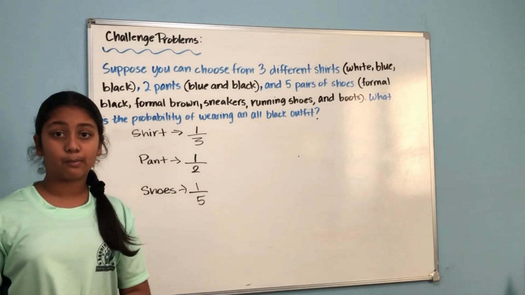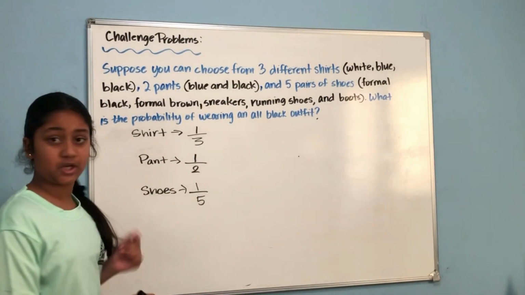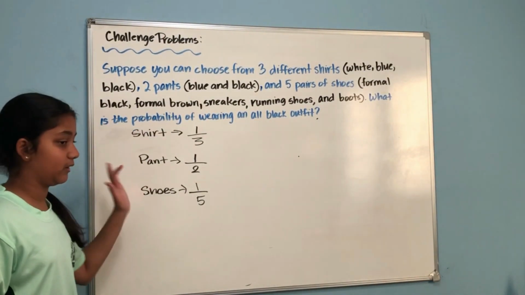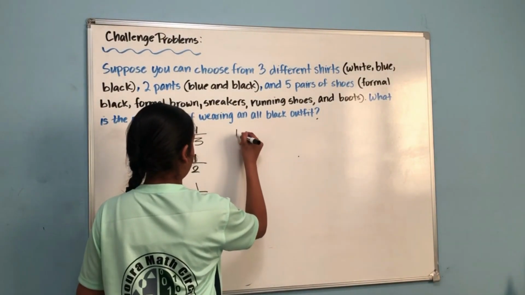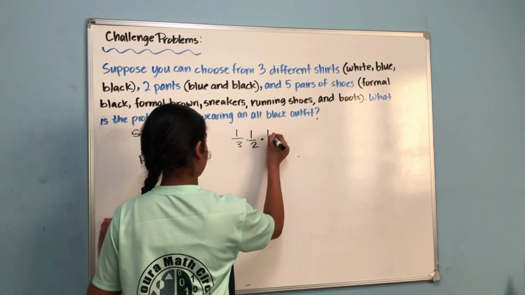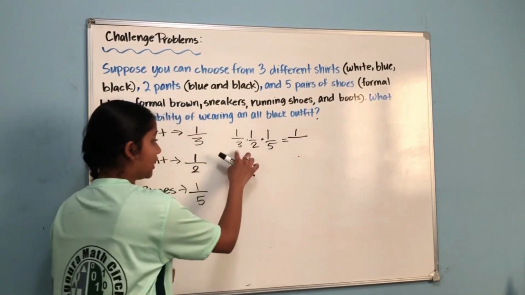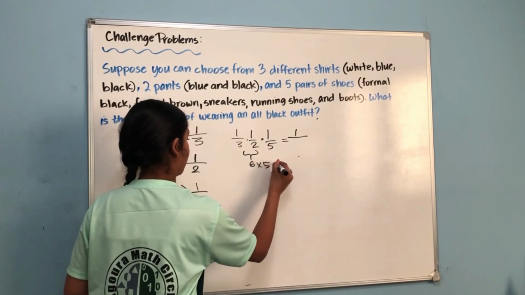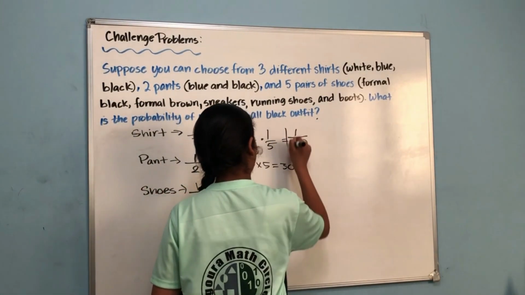Now, to find the probability, what you have to do is multiply all of these probabilities for each different section. And the reason why we're multiplying is because each of these probabilities are for different sections. They're not the same thing. So let's first multiply 1/3 times 1/2 times 1/5. Well, we know that the 1 stays the same, and 3 times 2 is 6. So it's 6 times 5, which equals 30. So we get a total of 1 out of 30.